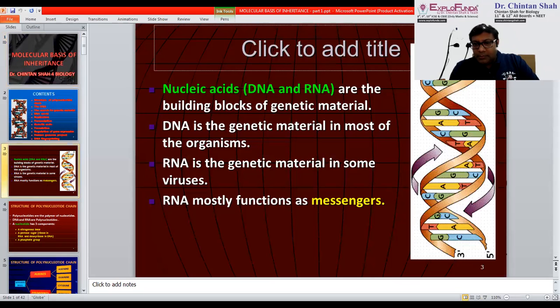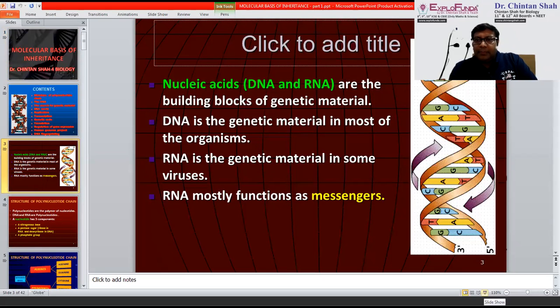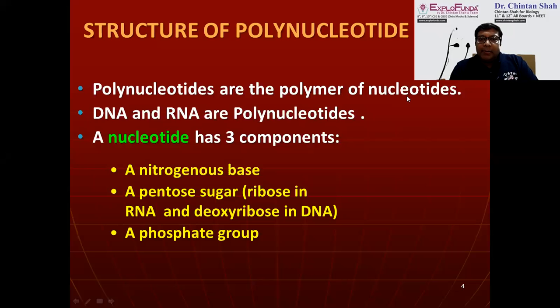So you can see that here polynucleotides are polymers of nucleotides. Poly means many. DNA and RNA are polynucleotides. A nucleotide has three components, as I told you: a nitrogenous base, that is a purine or pyrimidine, a pentose sugar, ribose in RNA and deoxyribose in DNA, and a phosphate group. Yes or no?